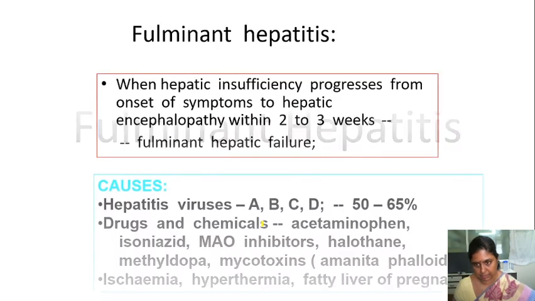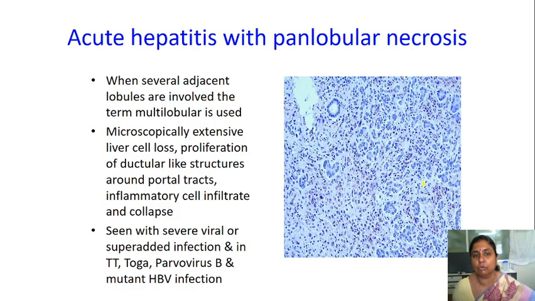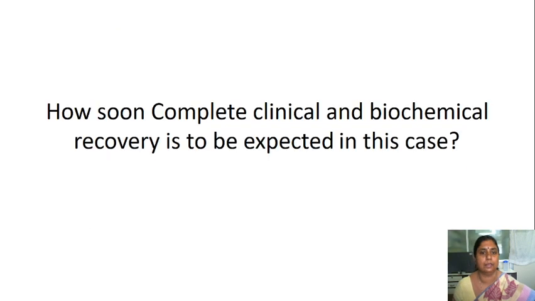Coming to fulminant hepatitis. Now what is fulminant hepatitis? When hepatic insufficiency progresses to fulminant hepatic failure in 2 to 3 weeks, it is called fulminant hepatitis. And what are the causes? It is the hepatitis viruses A, B, C and D. The drugs also can cause it. Ischemia, hyperthermia, any one of them can cause fulminant hepatitis. Like how cirrhosis can be caused by so many diseases, even fulminant hepatitis can be caused by so many things, right? So in those cases, we normally have a panlobular necrosis and only the bile ducts are left there, okay. The hepatocytes are not there.